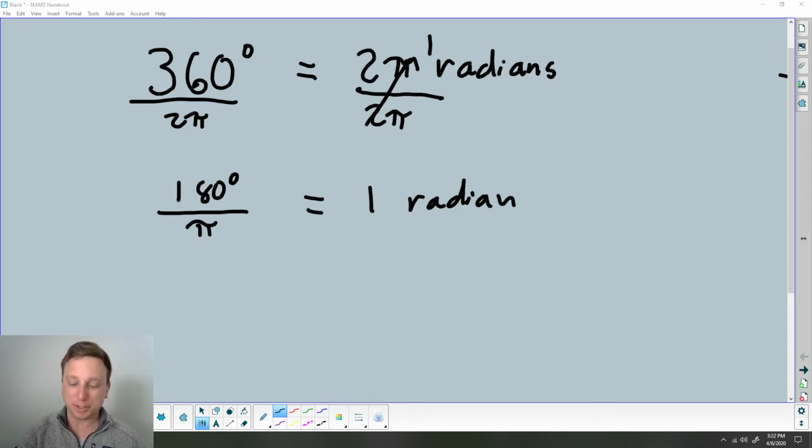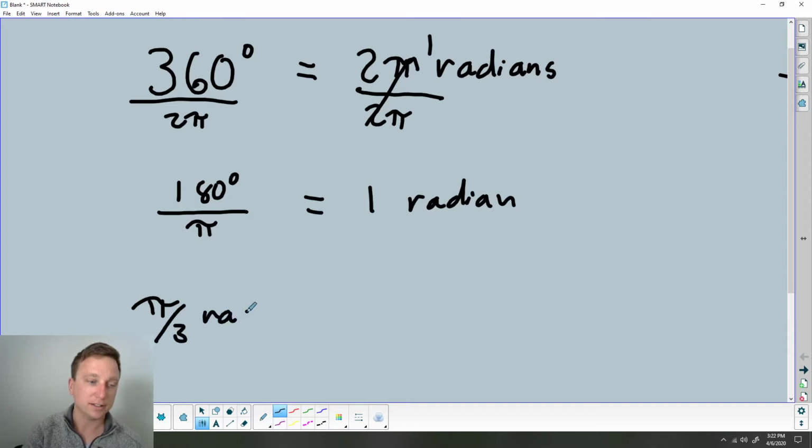So typically when you see radians, we're not going to see 1 radian, 2 radians, 3 radians, because if a circle, 360 degrees, is 2 pi radians, that's like about 6 radians. So typically we're going to see our radians in terms of pi instead of in terms of rational numbers. So let's consider a case. Let's say we have some number like pi thirds. Let's say we have pi thirds radians, and we want to turn this into degrees.